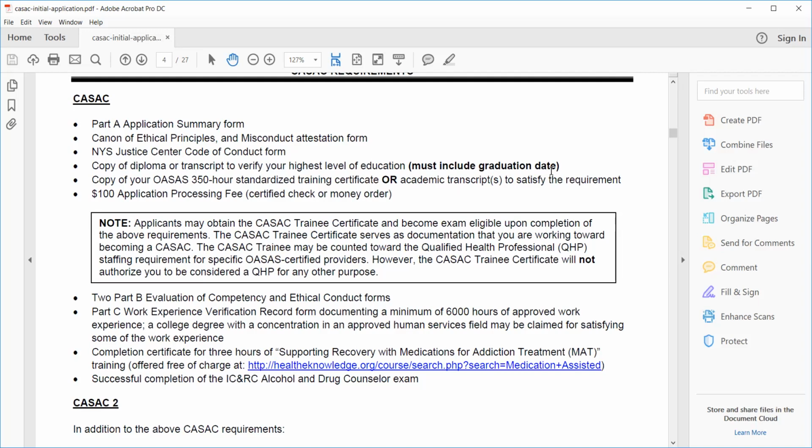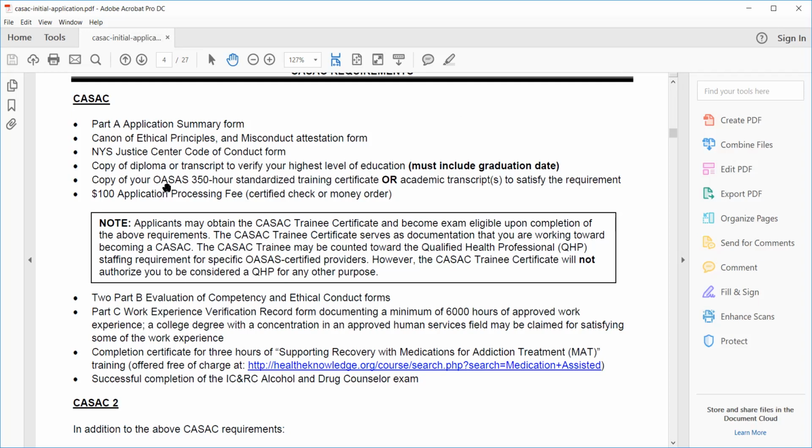If you are someone who is here at Hudson Valley and you already have a bachelor's degree or a master's degree or an associate's degree from another college, you must include that. So some people in our program are here to get the 350 hours. You have to include that highest level of education.